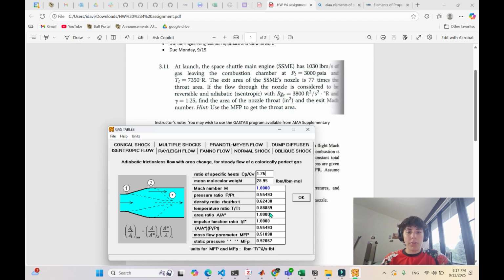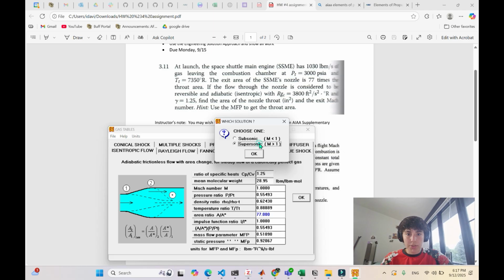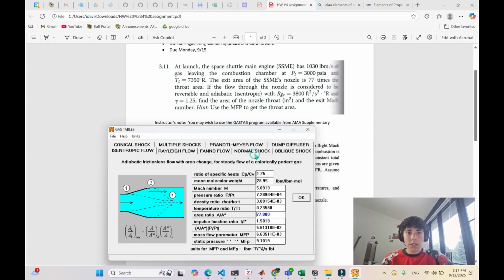So A over A star is 77. Put that in, press enter, press the supersonic condition, and our values update. Basically what this is doing is allowing you to do a table read at the specific gamma, at that specific area ratio, so you know all the other dependent variables based off of that.